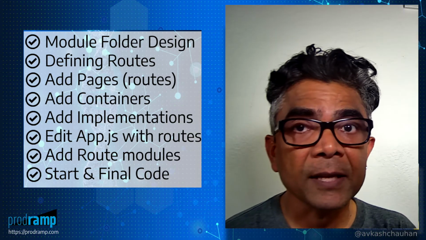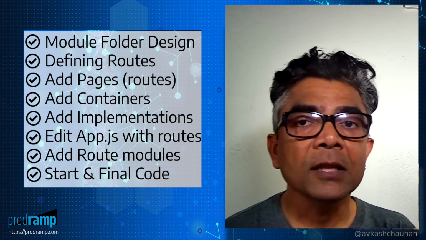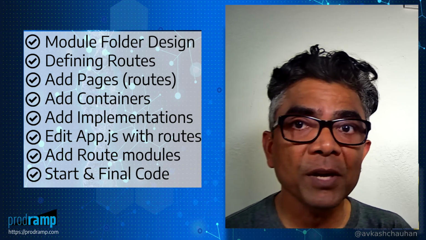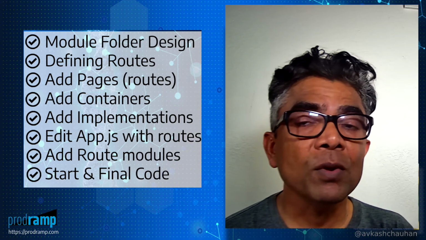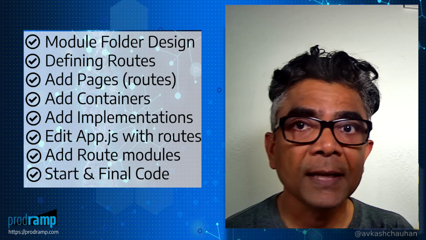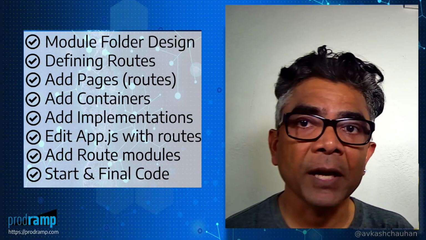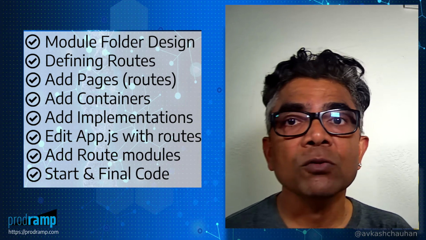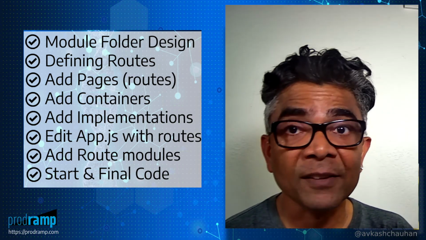Then we are going to add the routes. First we define the routes, then we are going to add the pages for those routes. Then we are going to add the containers which are connected with these pages, and the implementation code where everything related with those pages has to be implemented. Finally, we put all this together within the router modules, define our route structure, and those routes will be added into the app.js, so your web application can start using the routes. So let's get started.